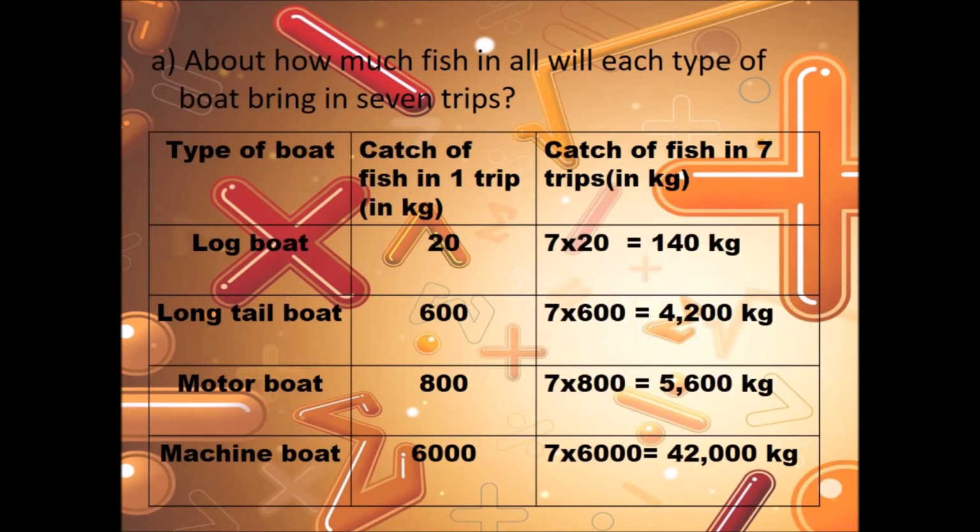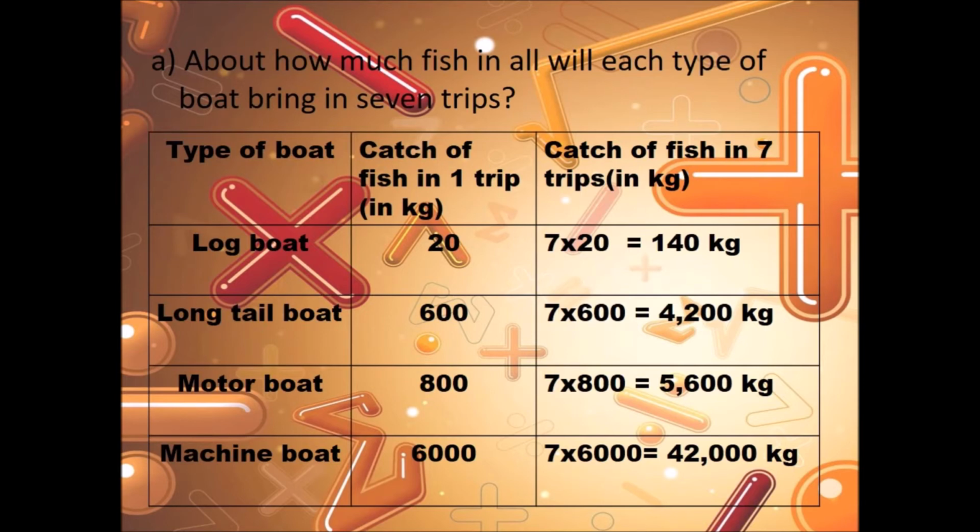Next children, we are going to calculate how much fish each type of boat brings in 7 trips. We already know the weight of fish caught by each type of boat: log boat can catch 20 kg. Long tail boat can catch 600 kg of fish. Similarly, motor boat 800 kg of fish and machine boat can catch 6000 kg of fish in one trip.